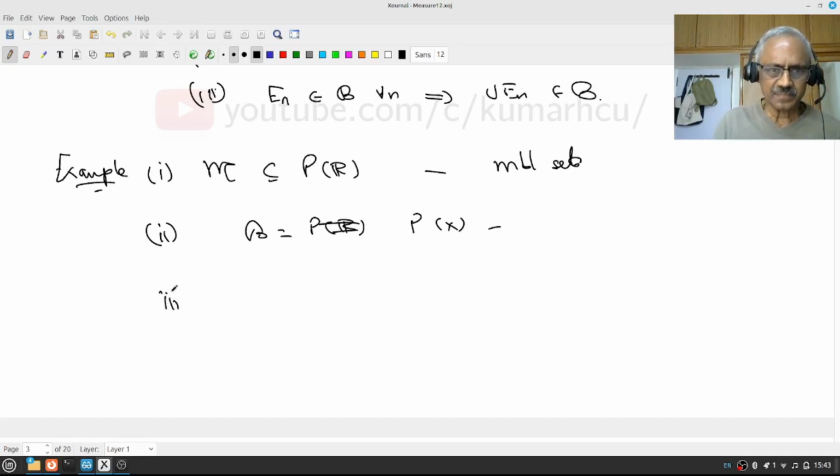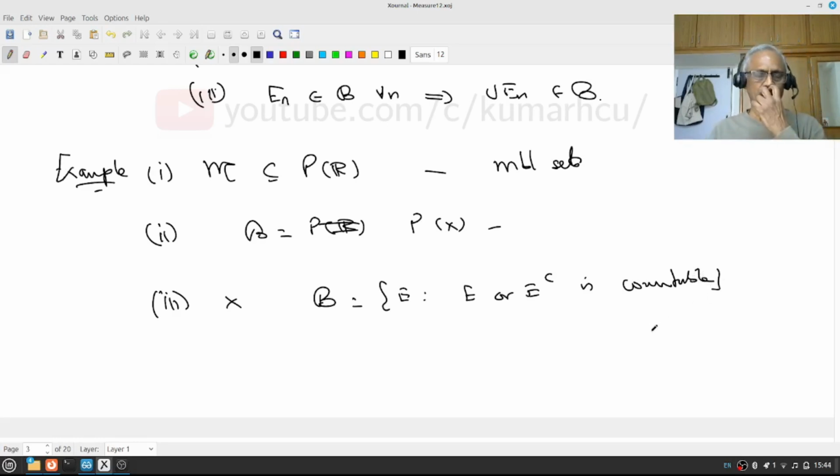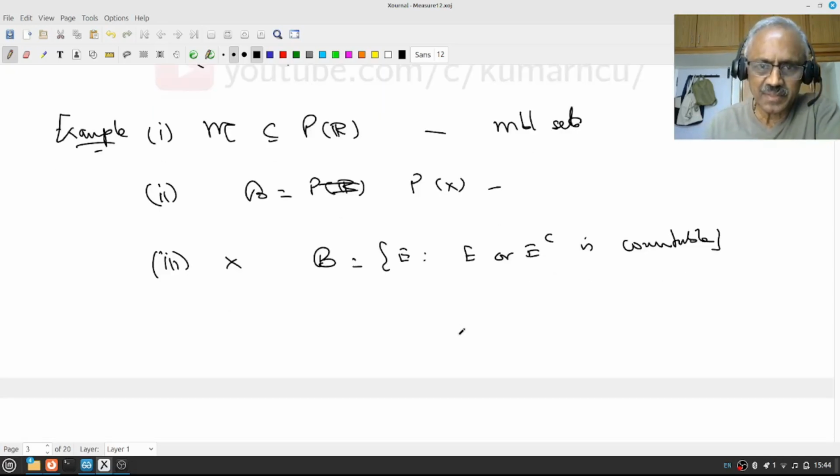The third example is this: if X is any set, look at the collection of all E such that E or E complement is countable. If you have gone through topology, there is something called the co-countable topology. It's similar, but there you simply say E complement must be countable. Remember, by the second condition its complement should also be there, so E or E complement must be countable. It's a very natural thing. Please check this is a sigma algebra. This is an easy exercise.